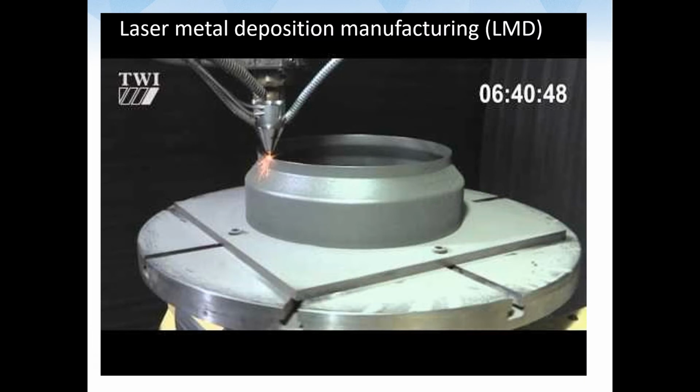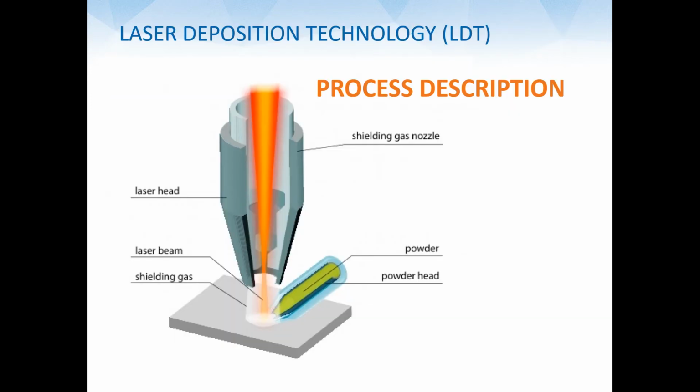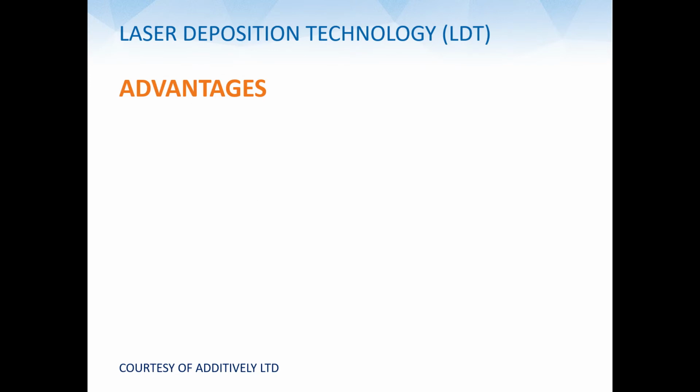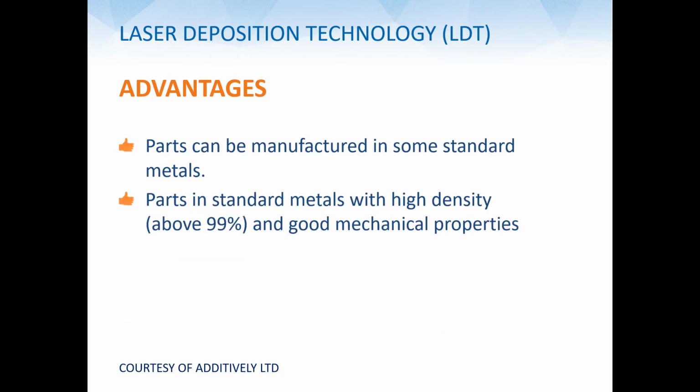The LMD, or laser metal deposit manufacturing, as seen in these two pictures, deposits the material in a process very similar to welding. The powder is fed into the head where the laser beam cures it or hardens it. The advantages is that parts can be manufactured in standard metals with high density by electron beam melting. However, the availability of materials is limited and the process is slow and expensive.